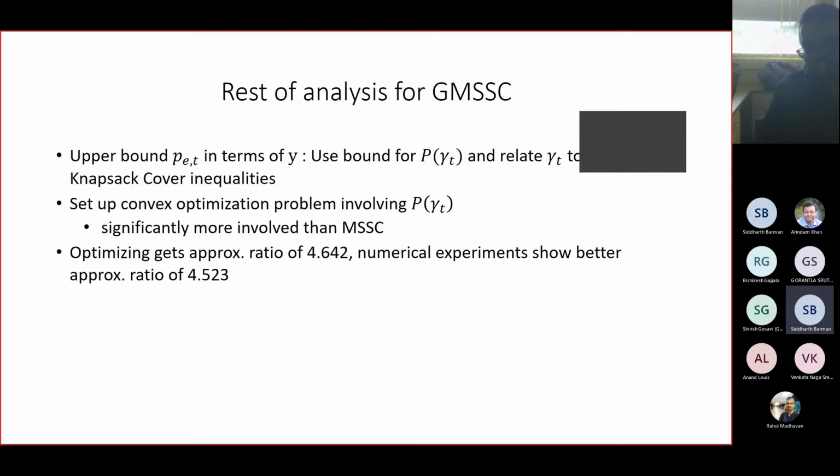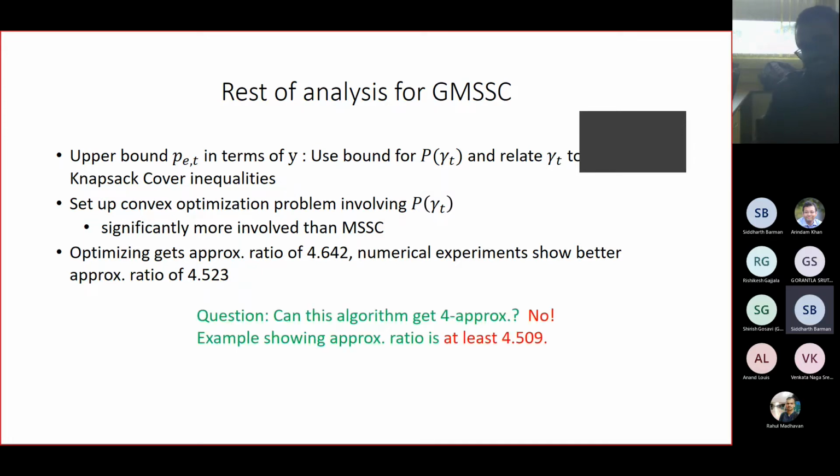And we can also show by numerical experiments that our algorithm is actually better than what we claim. Analysis gives 4.642, but if you do computer simulation, then this convex optimization problem actually has a better solution. It gives you an approximation ratio of 4.523. But if you're hoping that this will get you all the way to 4, that is actually not true. We have an example which shows that our algorithm has an approximation ratio of at least 4.509. So if you want to get all the way to 4, you need a better idea.